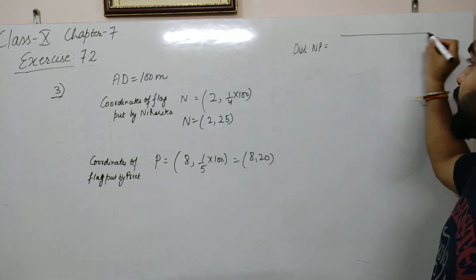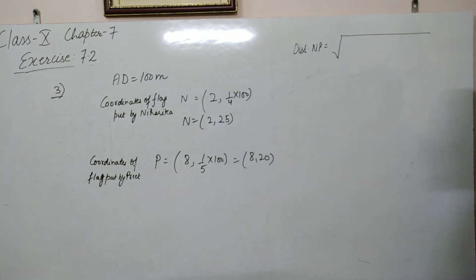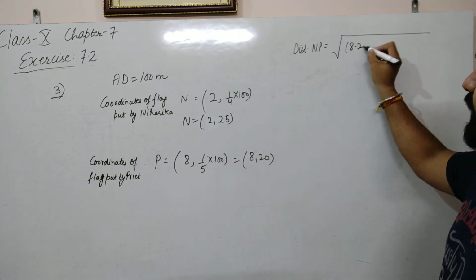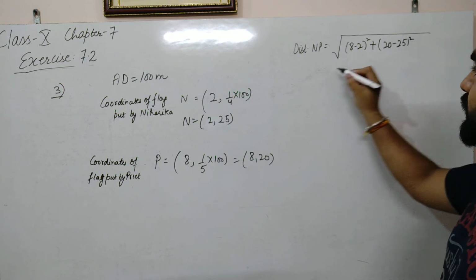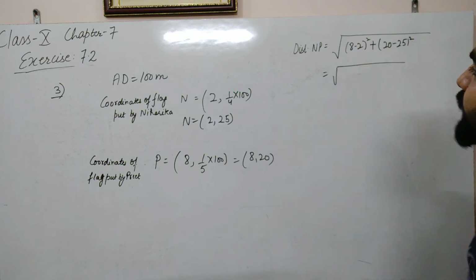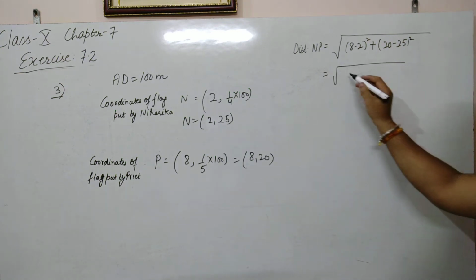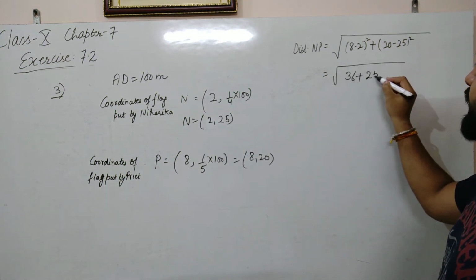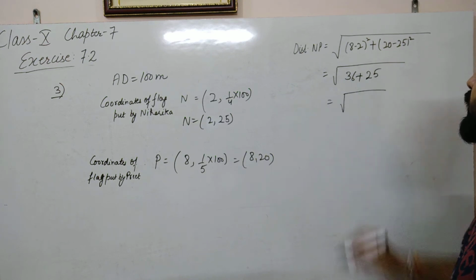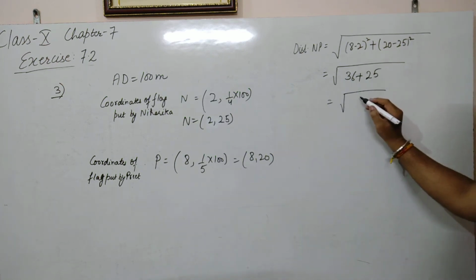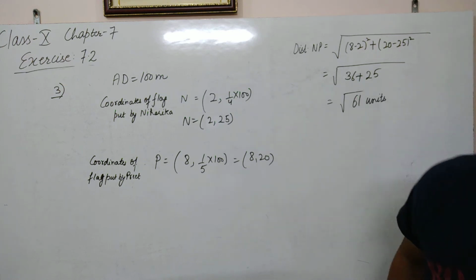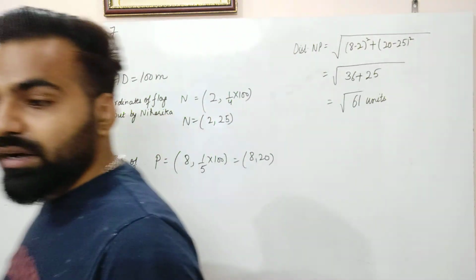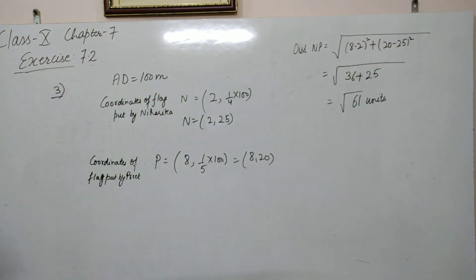Using the distance formula, this will be equal to the square root of (8 - 2) square plus (20 - 25) square. This will be equal to 8 minus 2 is 6, 6 square is 36, and this is 25. So this will be equal to root 61 units. So this was the first part of the question, in which we have to find the distance, root 61.